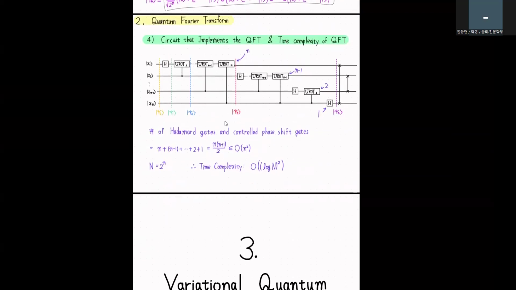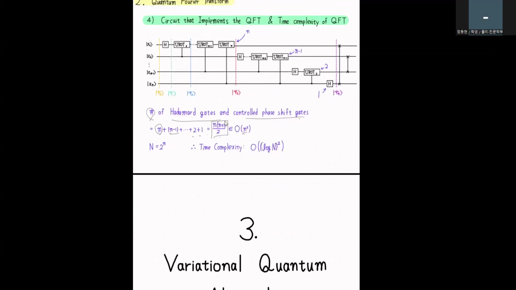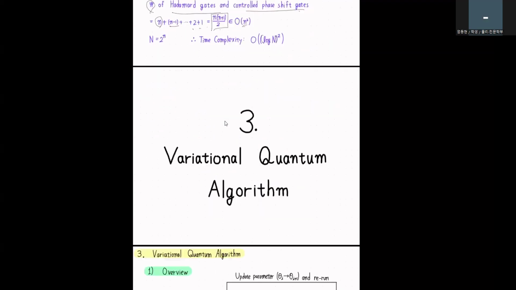So what's the final complexity of this? So we need, this is the total number of Hadamard gates and controlled phase shift gates, which is n for the first qubit, n minus 1, and so on and so on. So we get this final sum of n squared, but n is the log of N, so we get the time complexity of log N squared, which you notice is better than our best classical algorithm for the discrete Fourier transform. So the quantum Fourier transform does offer a speed up over the classical discrete Fourier transform.